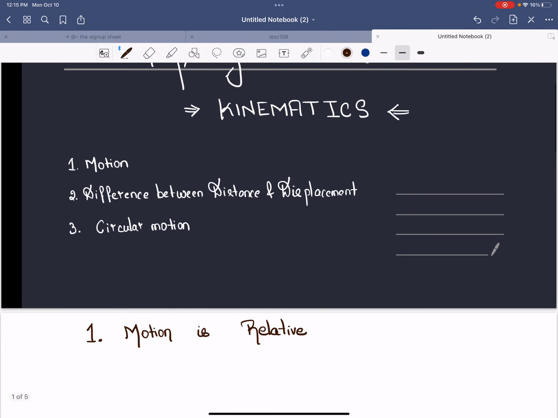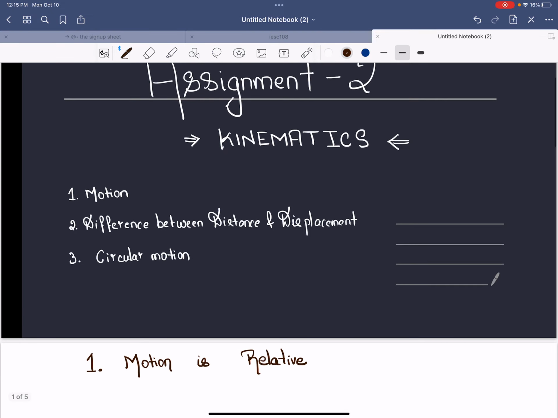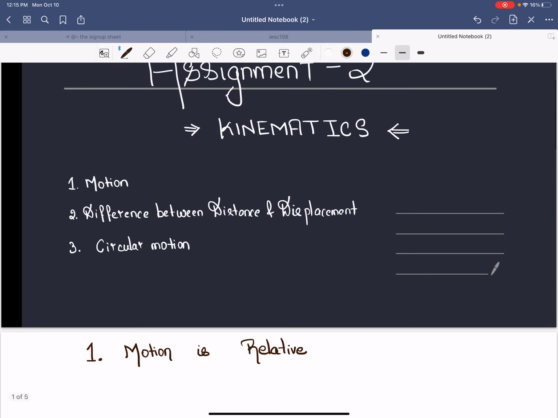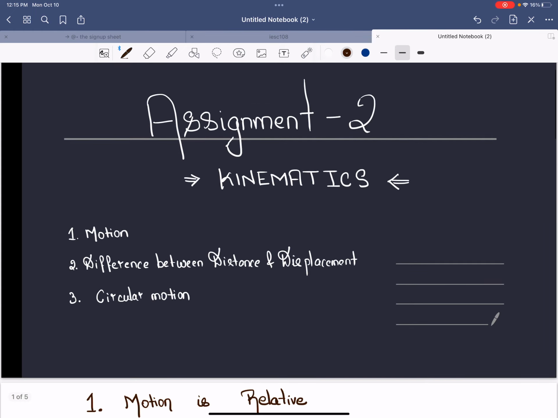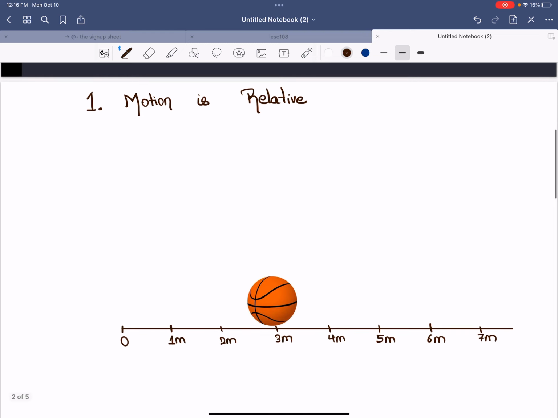The first topic we're gonna talk about is motion. Then the second topic will be the difference between distance and displacement, and the third topic will be circular motion. So let's talk about motion first.